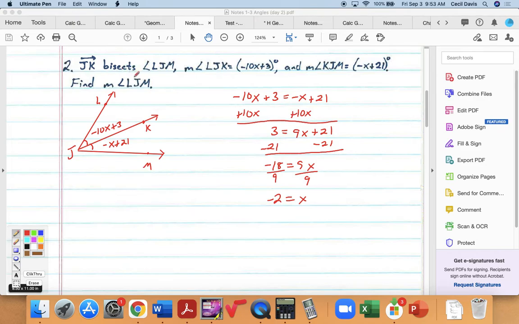Now it wants angle LJM. This is what's different about this one from the previous one. So in order to find LJM, I need to substitute back into either one of these. It doesn't really matter which. Figure out how big these angles are, and then what do I do to those to find angle LJM? Add them together, exactly right. So this has got less work, so that's going to be the opposite of negative 2 plus 21. That's 2 plus 21 is 23 degrees.